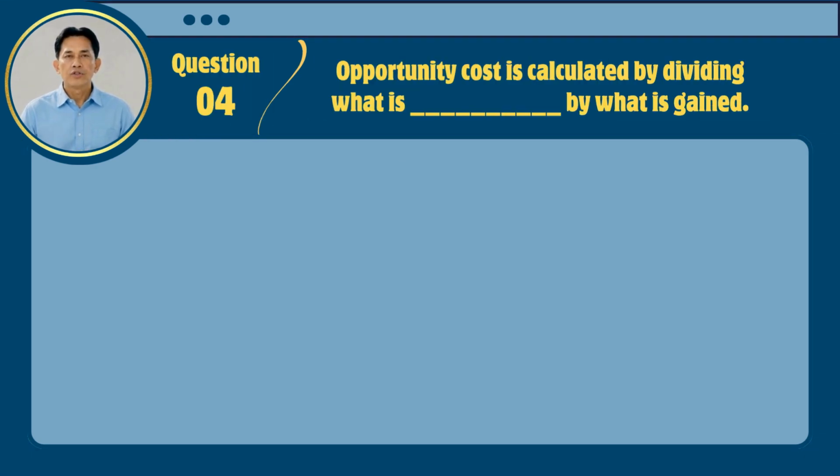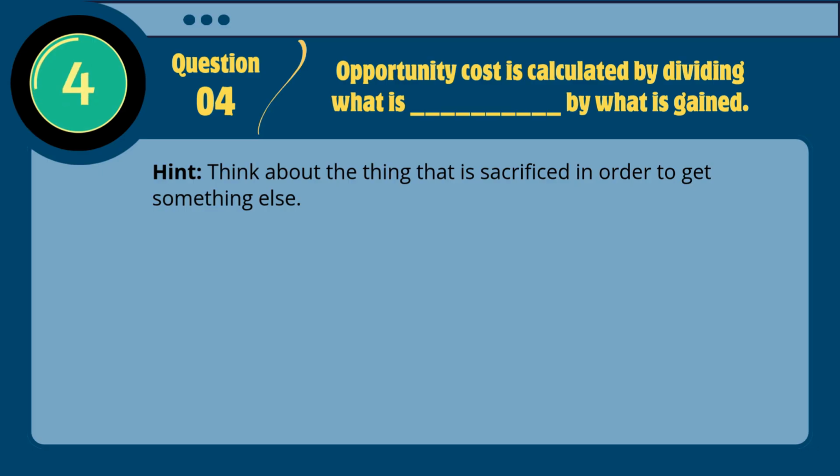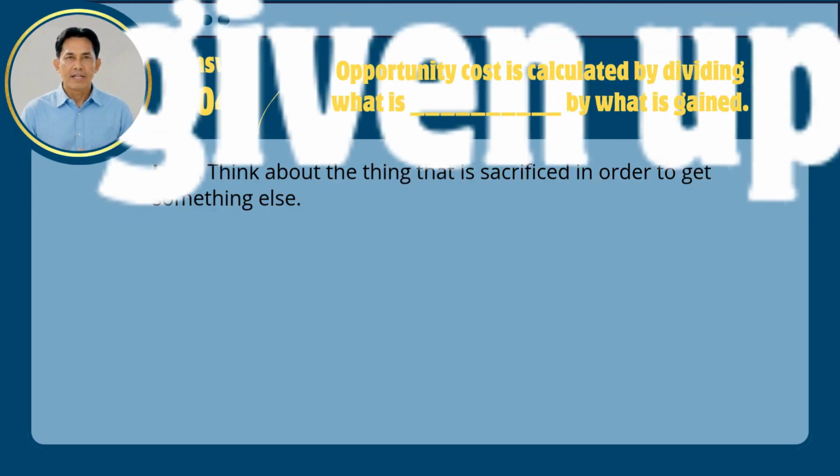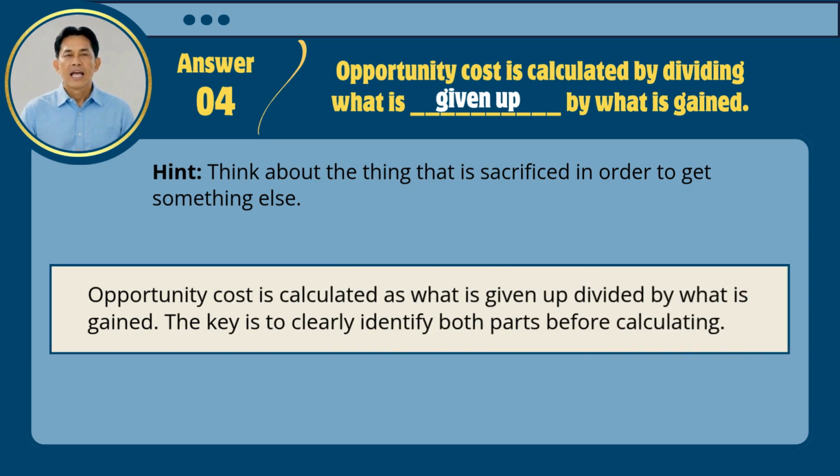Moving on to fill in the blank questions. Question number 4. Opportunity cost is calculated by dividing what by what is gained? Here's your hint. Think about the thing that is sacrificed in order to get something else. If you said given up, you are absolutely correct. Opportunity cost is calculated as what is given up divided by what is gained. The key is to clearly identify both parts before calculating.